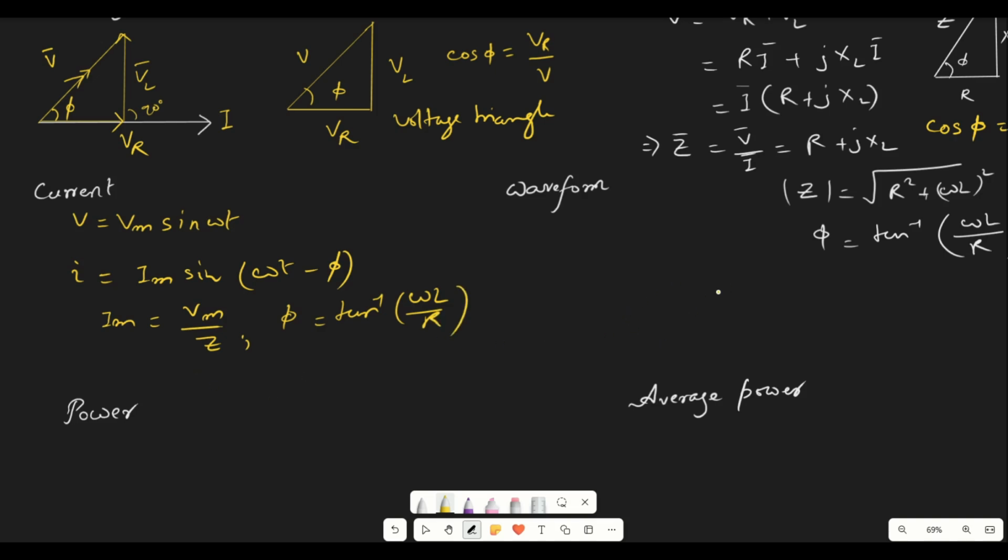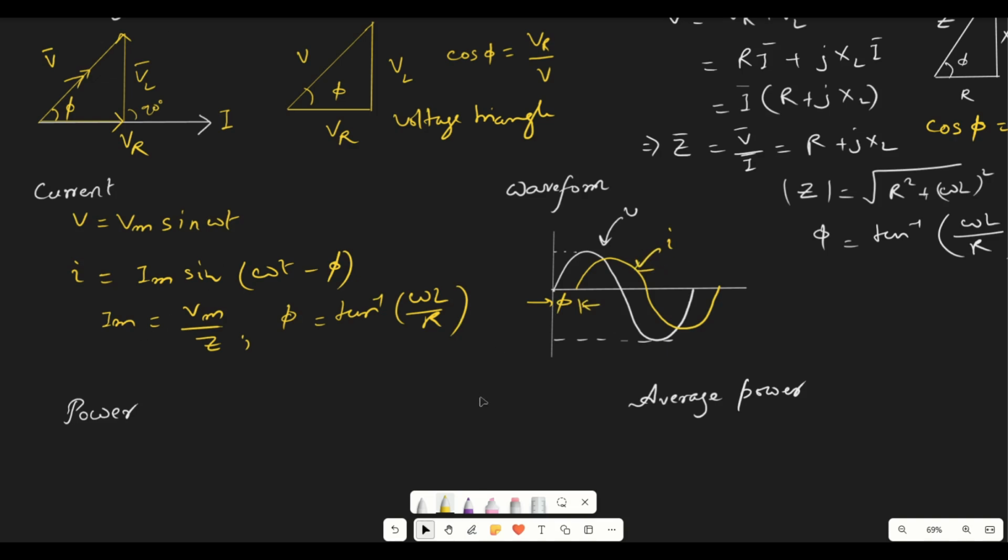Okay, now moving on to the waveform. If this is the waveform for voltage, with peak value Vm, then the current will lag by an angle phi. So this value is phi, and this is the waveform for the current, right? Hope you have understood.